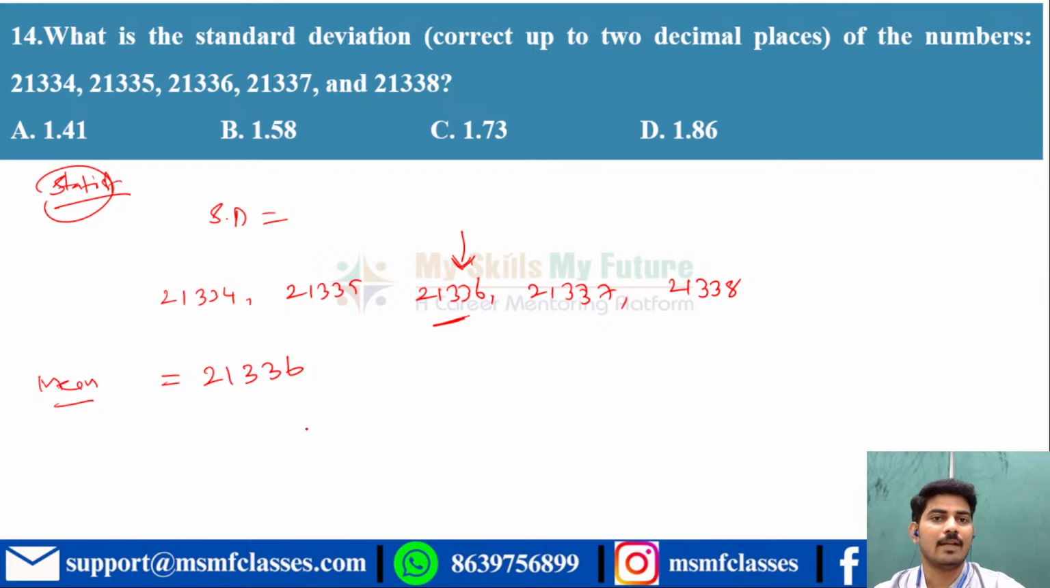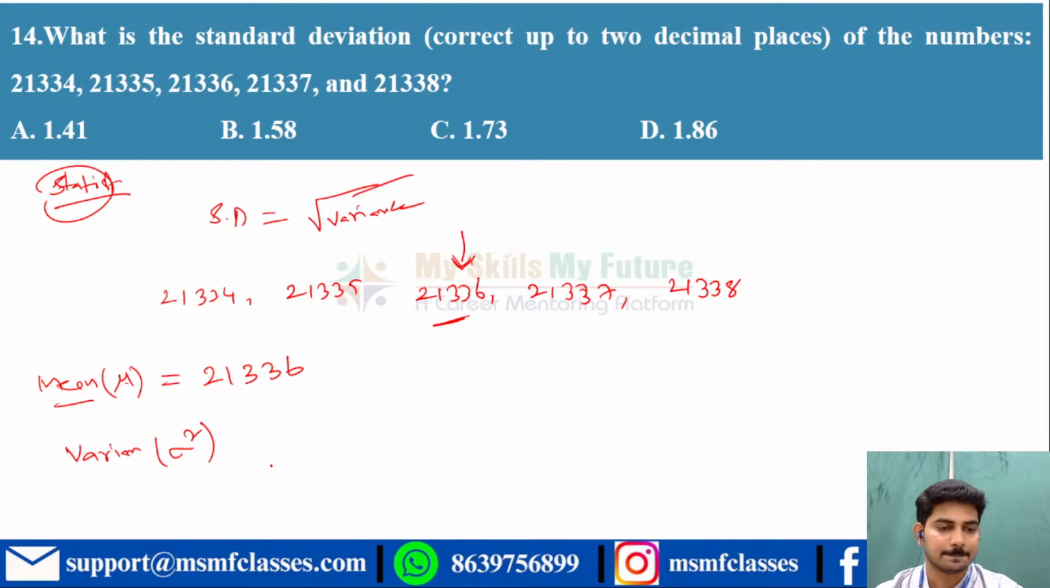After finding the mean, I need to find the variance. So this I will call mu, and variance I will call sigma square. Standard deviation is nothing but the square root of variance. So for standard deviation, what we need to find is how much it is deviated from the given values here.